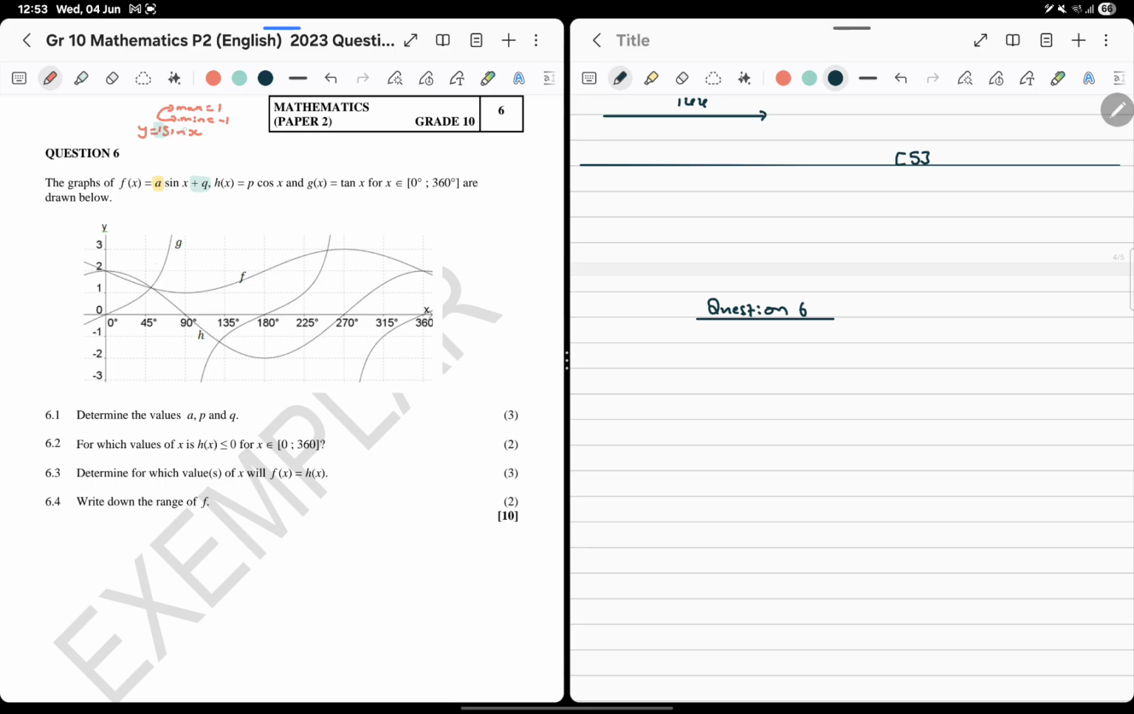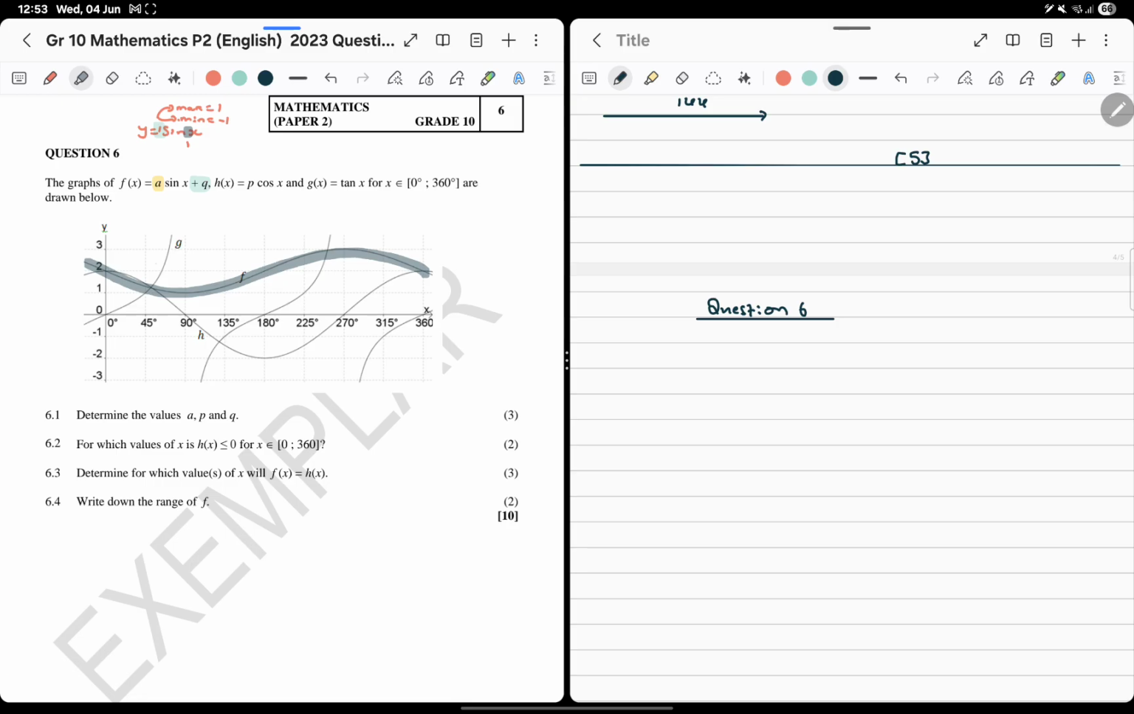Otherwise, the coefficient of the angle itself is an invisible one. So this means our period is 360 degrees. And if we look at the sine graph, we will see that this is the sine graph. So it starts there and ends there. So that's a full cycle, 360. So that's a full sine wave.